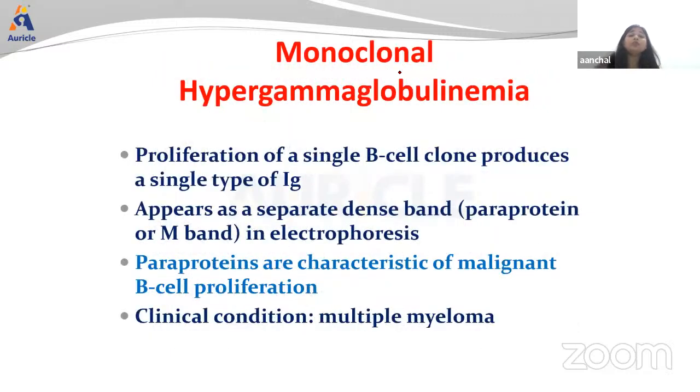And then next we have monoclonal hypergammaglobulinemia. So here proliferation of a single beta clone produces a single type of IG, which appears as a separate dense band, and paraproteins are characteristic of malignant beta cell proliferation. And here the clinical condition is multiple myeloma.